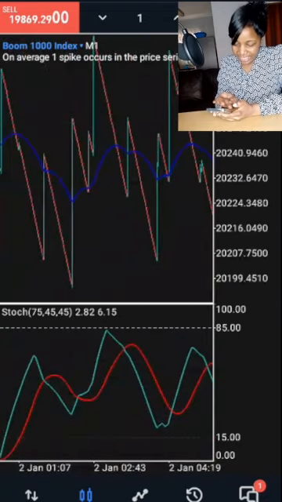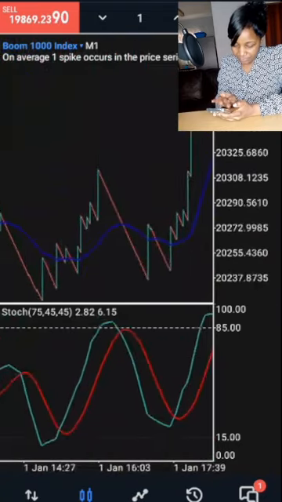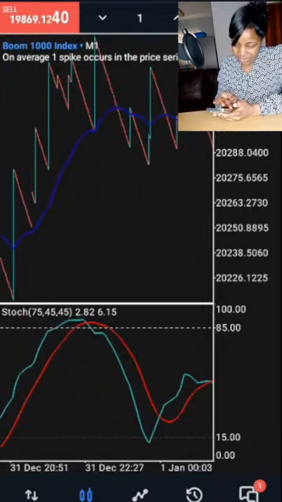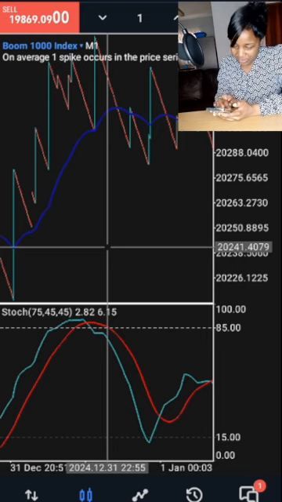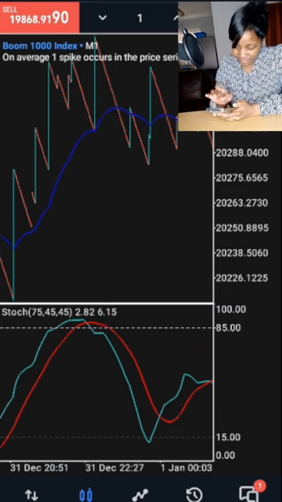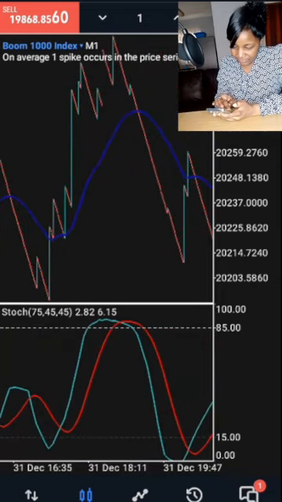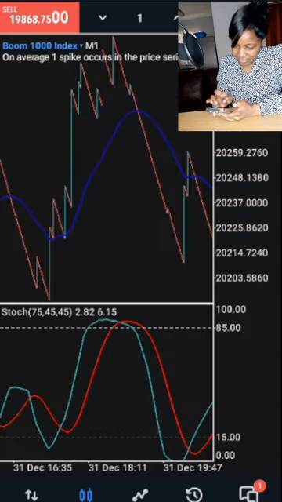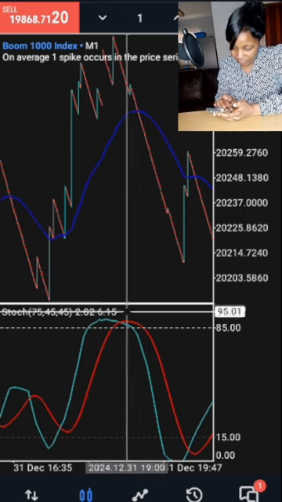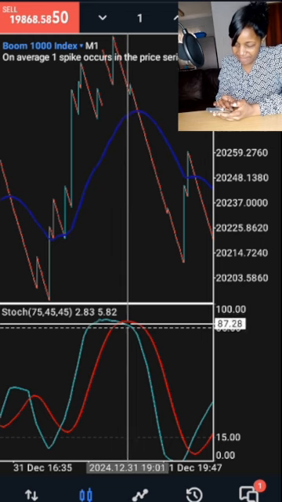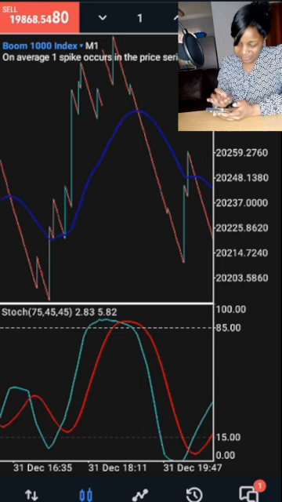Let's look for another example in Boom 1000. We want to look for another perfect opportunity to sell in Boom 1000. Let's look at this one. This one wasn't clear. Let's look for another example in Boom 1000. Here it's another perfect entry. There's the crossing of the red and green line above level 85. You take your 5 to 10 candles.